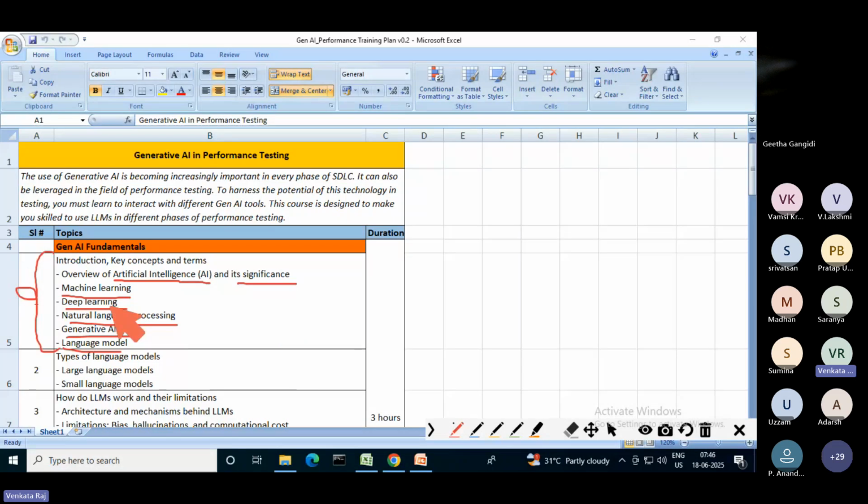We are not going to deep dive into them. Let me make it very clear, guys, because our objective here is to understand how to interact with LLMs and then implement that in our performance testing. So we'll not deep dive into all these things, but I'll make you understand what they are, and you will have a very good idea about them. Then we'll see how to implement generative AI in performance testing. Now we are going to learn about language models. Language models are of different types, that is large language models and small language models. So we are going to discuss the types of LLMs.